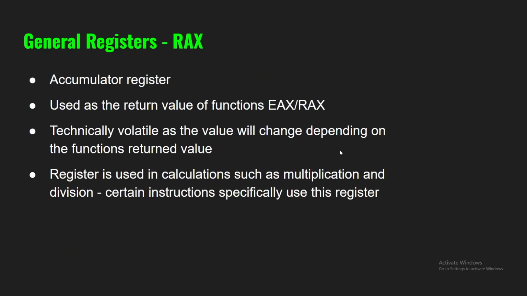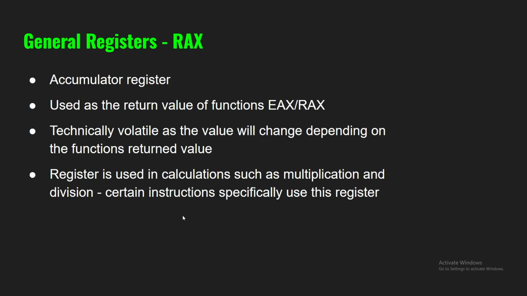So starting off, the RAX register, the accumulator register, is used as the return value of functions, so in EAX and RAX respectively, and it's technically volatile as the value will change depending on the function's return value. So this will change across function calls. Even if the function doesn't have a return value, under the hood it does. It will just return a 0 or an empty value if it's a void.